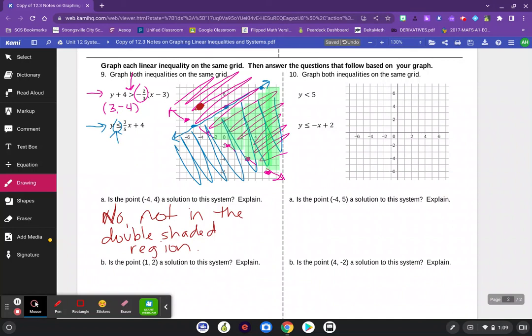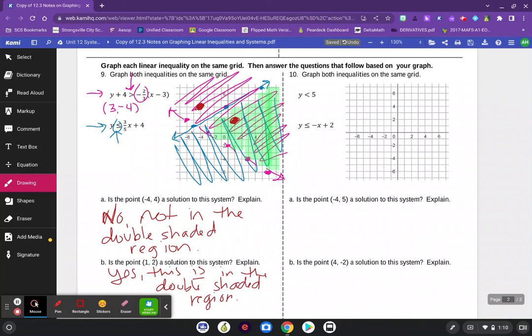B says, is the point (1, 2) a solution? So let's check it. (1, 2) would be this point right in here, if you can see my red point glowing there. And my answer is yes. This is in the double shaded region. Okay, and so that's how that works.